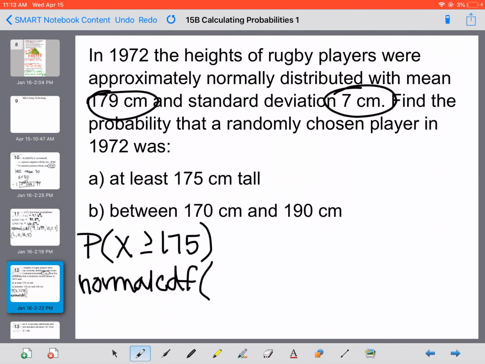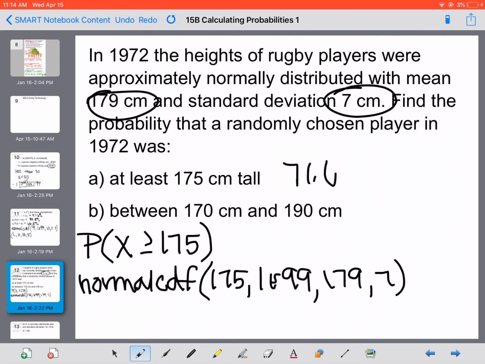And then because I'm greater than 175, that 175 is my low, and I'm going to positive infinity. And then my mean is 179, and my standard deviation is 7. And then when you hit enter, you find that you get 71.6%, rounded to 3 sig figs. So there's part A.